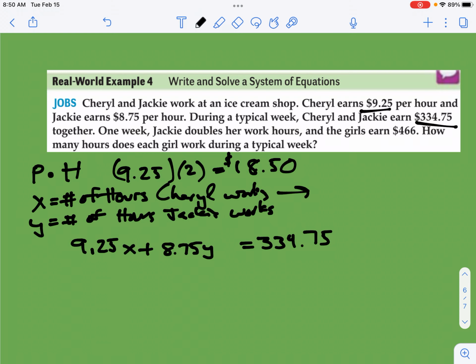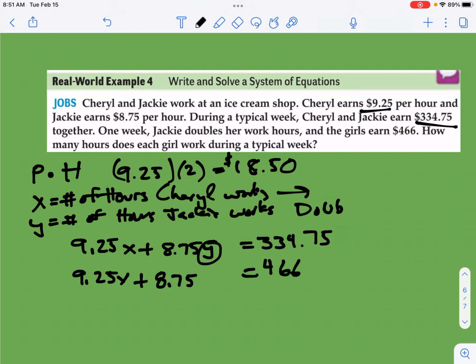And the one week Jackie doubles her work hours and the girls earn $466 is our second equation. So I know that in that other week, that atypical week, they make $466 together. It doesn't say anything about Cheryl, so Cheryl's doing the same thing, 9.25x. And it says that Jackie doubles her work hours. So what that means is she's still making $8.75 per hour, but instead of her work hours being y, if she doubles them, it would be 2y.